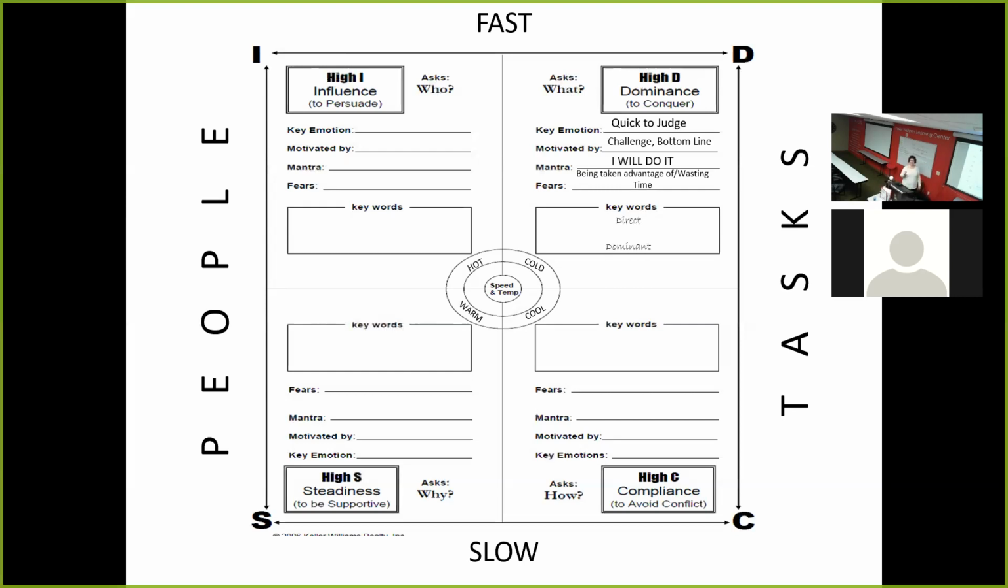Keywords: direct and dominant. D's like to be direct and they like to be dominant. They're not doing it to insult you. It's not because they don't care about the feelings. They kind of don't. But they want to be direct because they don't want to waste time. It's wasting time talking about feelings. You guys, how does that accomplish anything, knowing your feelings? So that is a D, okay?